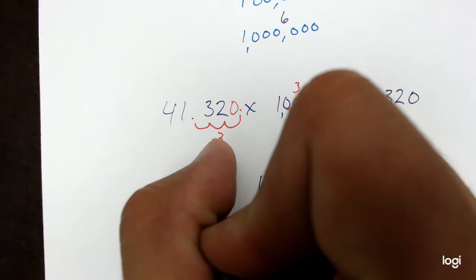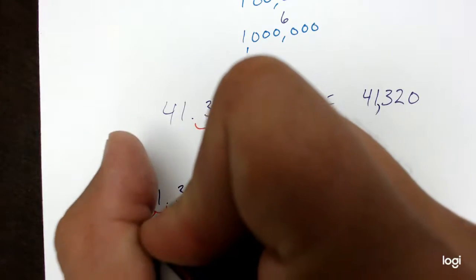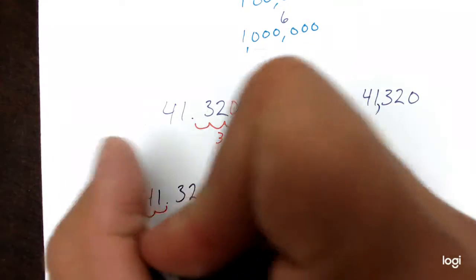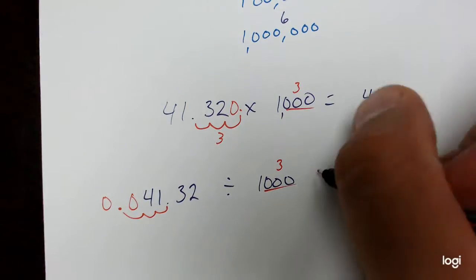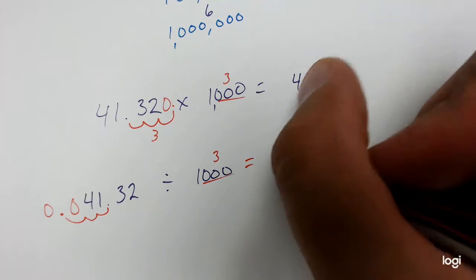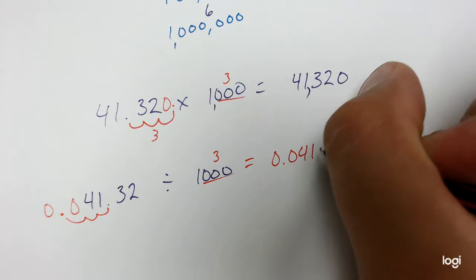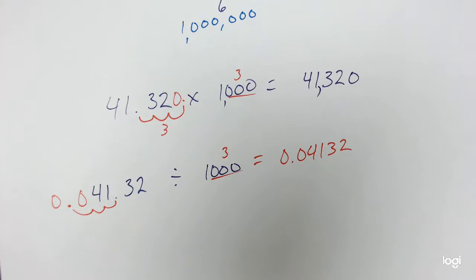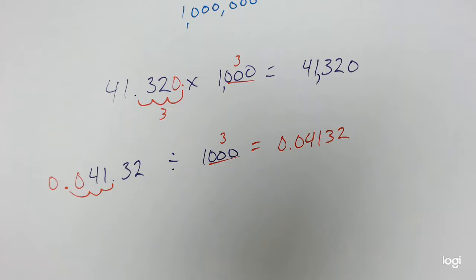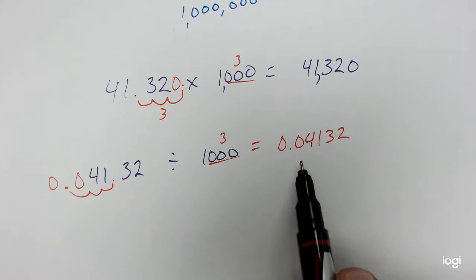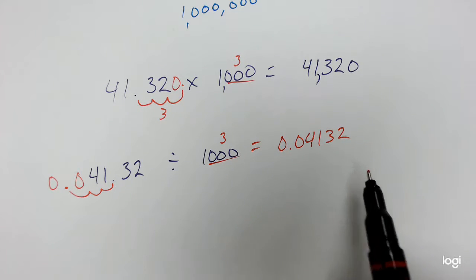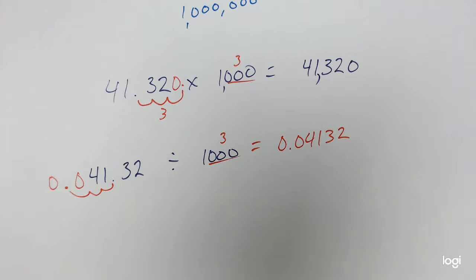So I'm going to go in the opposite direction. 1, 2, 3, place my decimal point, and add any zeros if necessary. So that means my final answer is going to be 0.04132, or it'll be 4,132 hundred thousandths. Let's see here, 1,000, 10,000, 100 thousandths. Yep.